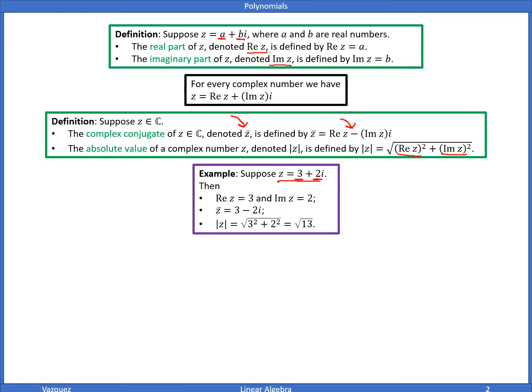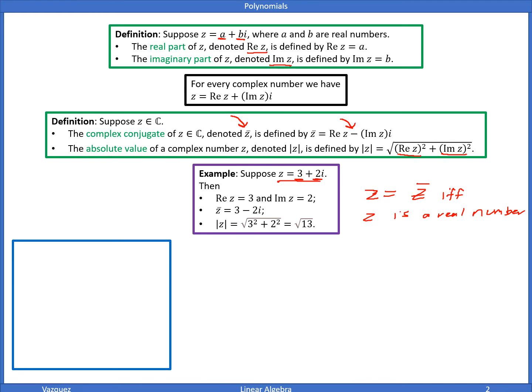And in fact, you could verify yourself that z is equal to its conjugate if and only if z is a real number. You can verify that, but we're going to go over some properties that might include this. Although we won't even prove them because this lesson is long and they're quite simple. They're good exercises. You can do them by yourself.